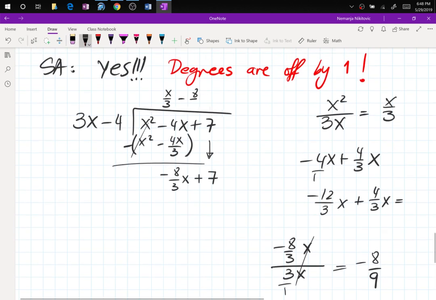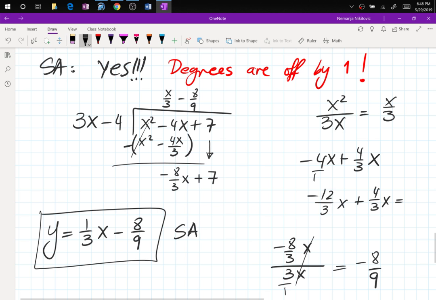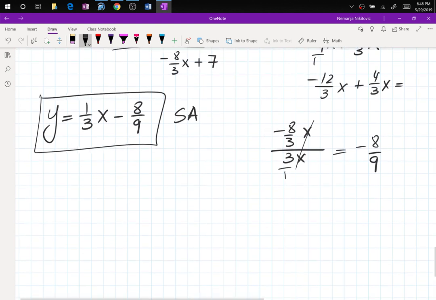So negative 8/9. Now that is already a linear line. We don't care about the remainder. We don't care about anything else. This is it. So y equals 1/3 x minus 8/9 is the slant asymptote that you were looking for. It always has to be a linear line, which is why the requirement is that the degrees are off by 1. Because when they are off by 1, when you divide, you're going to get a linear line, x to the first power. Slant asymptotes are not curved, they're slanted, straight lines.